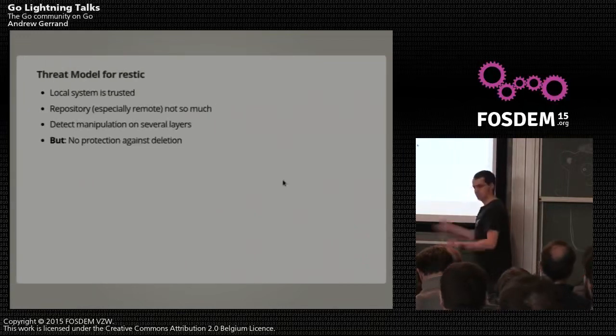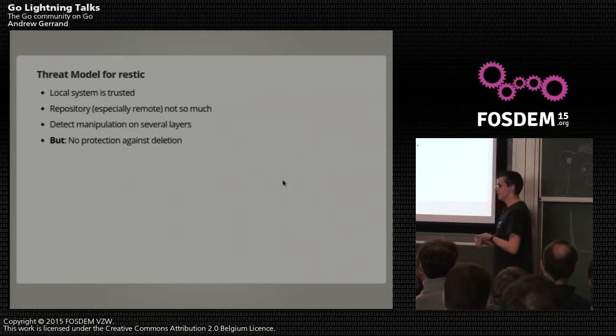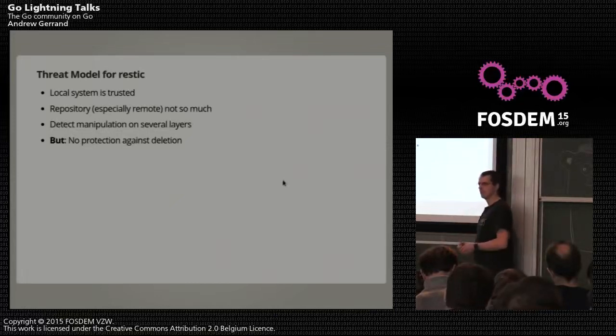The threat model, because I'm working as a penetration tester in my daytime job, is very important for me. The local machine is trusted, but the repository location probably is not. So I would like to detect manipulation and even something like faulty RAM or a faulty hard disk on the remote side, and that on several layers. What I cannot protect against is an administrator on the other end deleting my files. That's something I cannot protect against, but I would like to be notified if some files are missing.